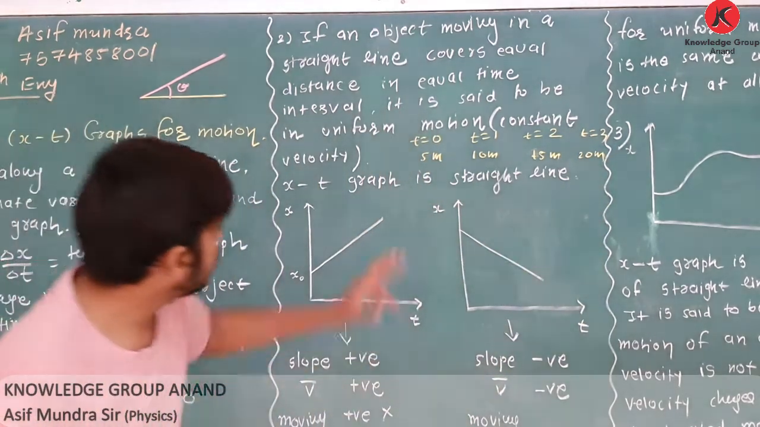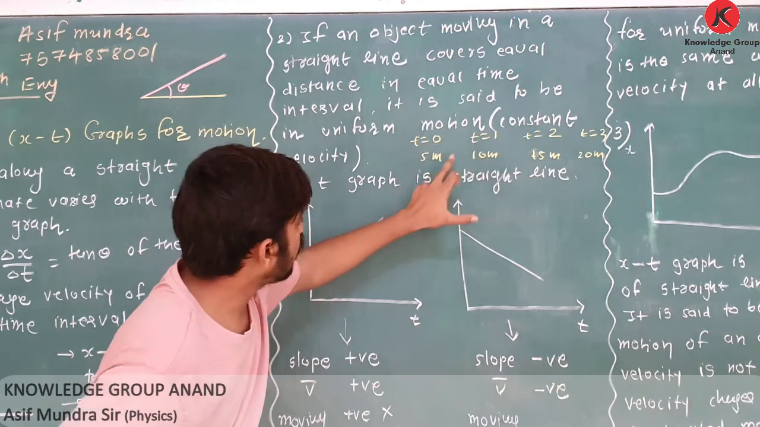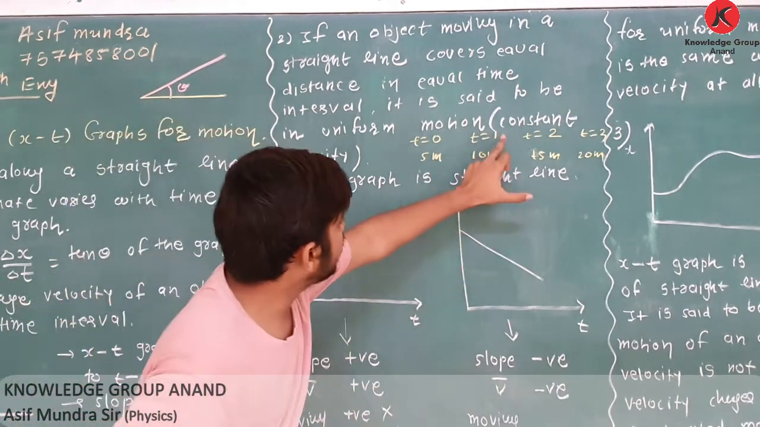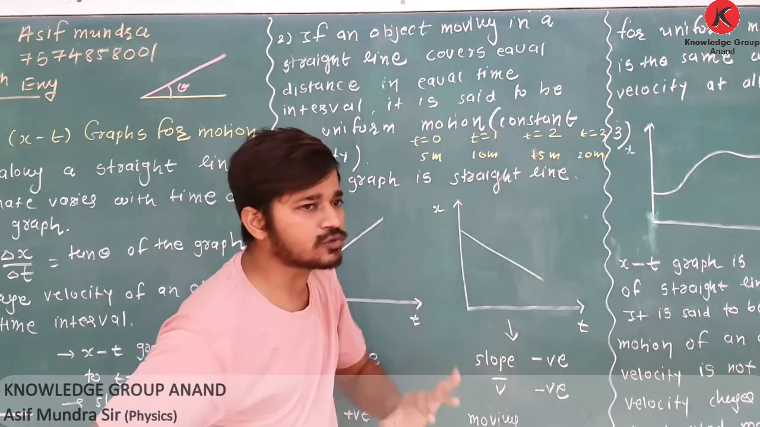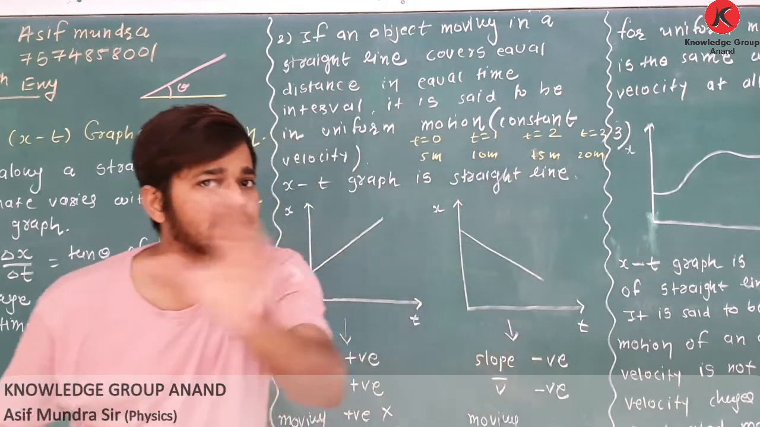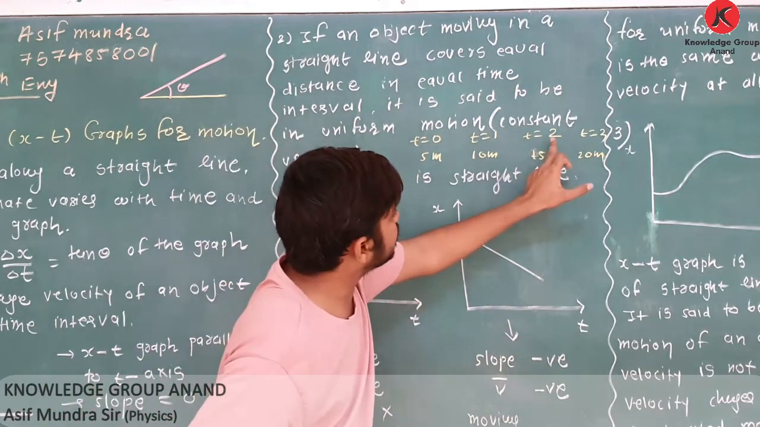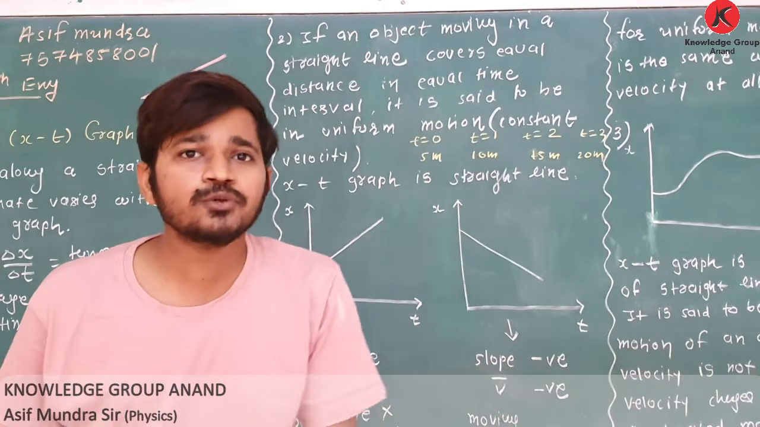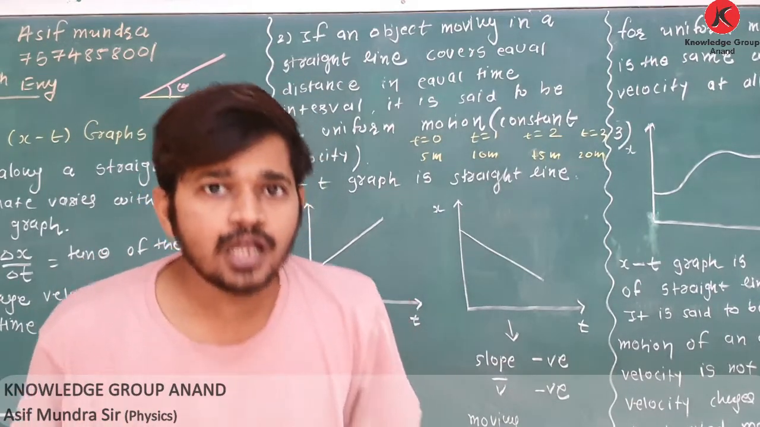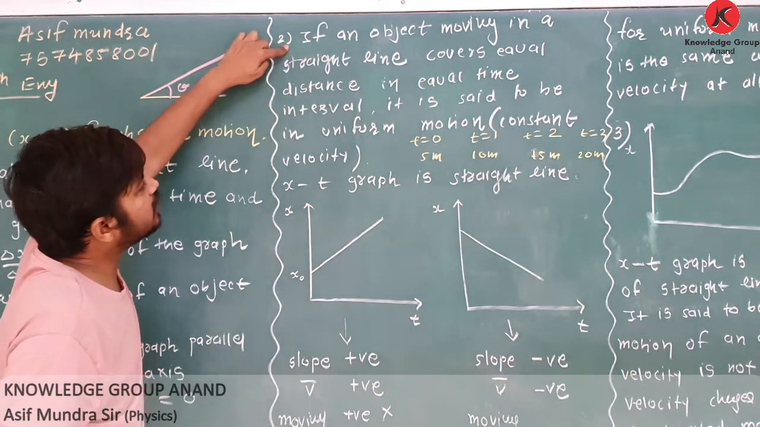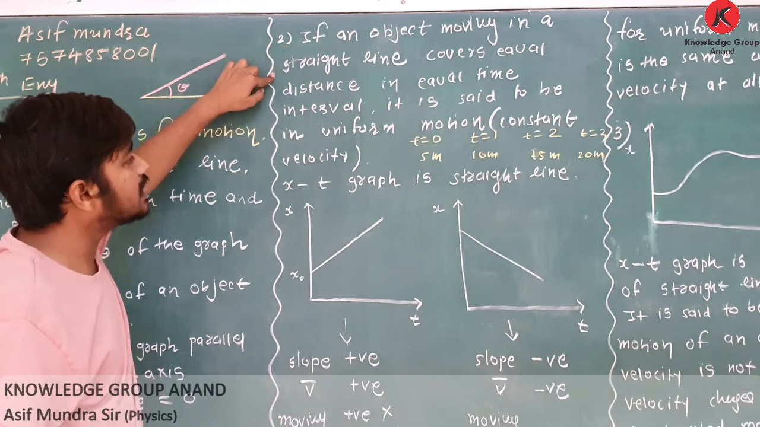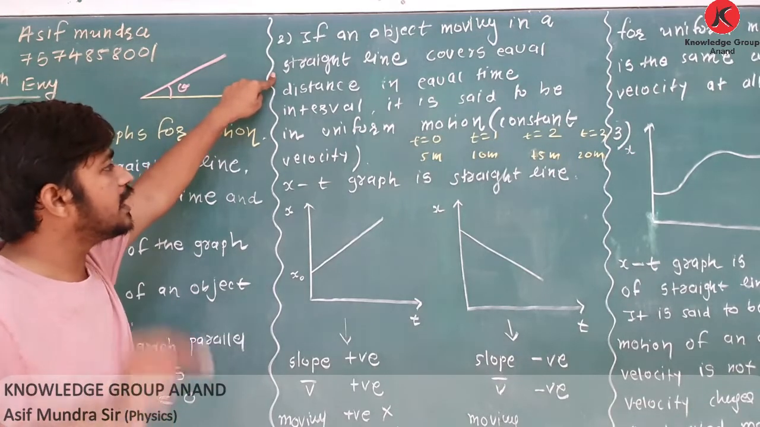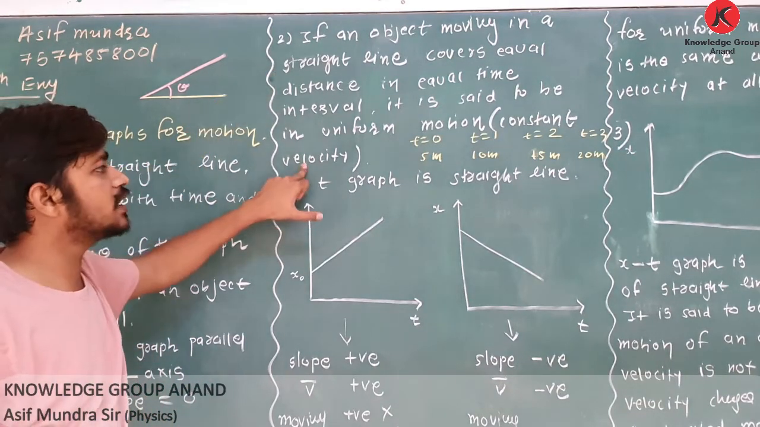Then see this first second. What is the distance traveled in this first second? 5 meter. During t = 1 to t = 2, what is the distance traveled? Again 5 meter. During t = 2 to t = 3, again 5 meter. Clear? So, if an object moving in a straight line covers equal distance in equal time interval, it is said to be in uniform motion, meaning constant velocity.